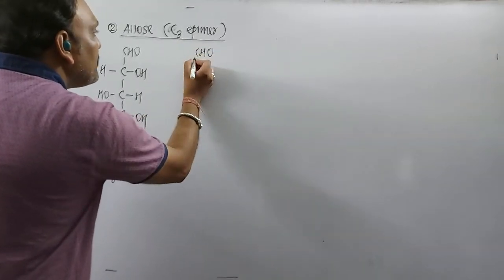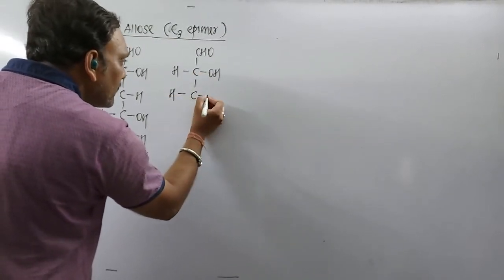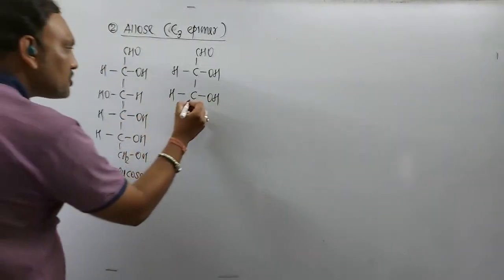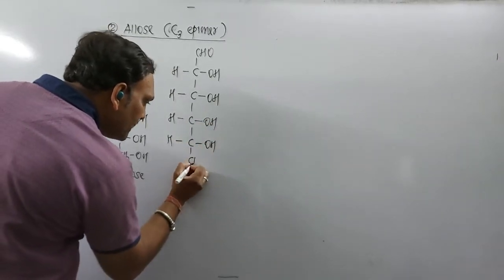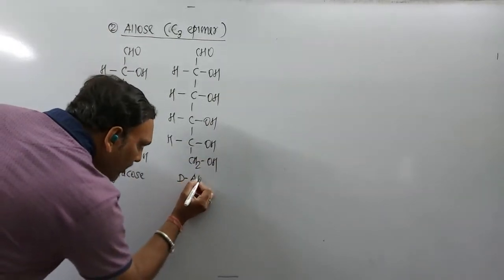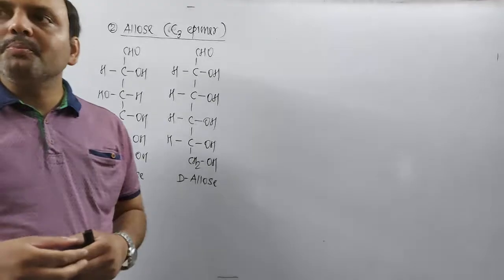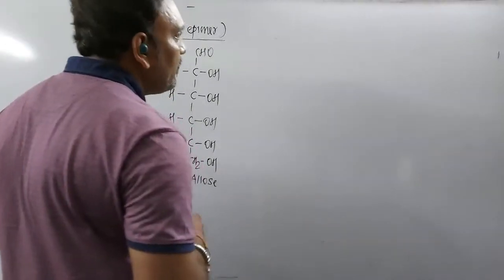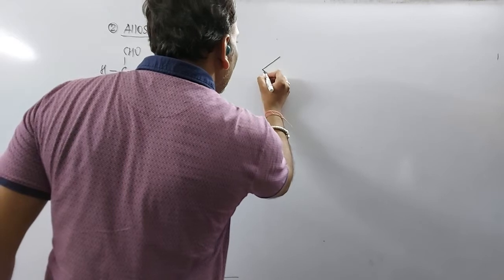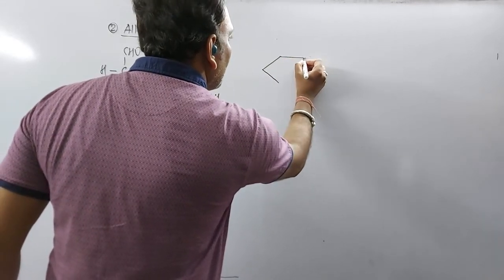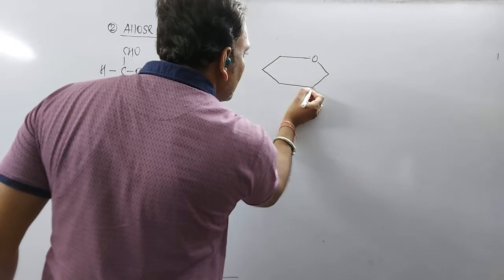So how can allose be drawn? Have a look at this. This happens to be the second carbon. It remains intact. And this is the third carbon, and at this very carbon, the configuration gets changed. This is the fourth. This happens to be the fifth carbon, and this is none other than the sixth carbon. This is D-allose. So this is the difference between allose and glucose. So remember, allose happens to be the C3 epimer of glucose. Now let's see how the cyclic structure can be drawn. We will try to draw the pyranose structure of allose. In order to draw the pyranose structure, we need to draw the six-membered heterocyclic ring in this manner.